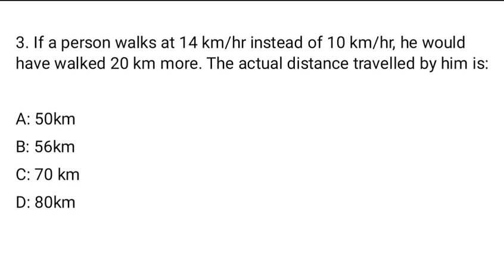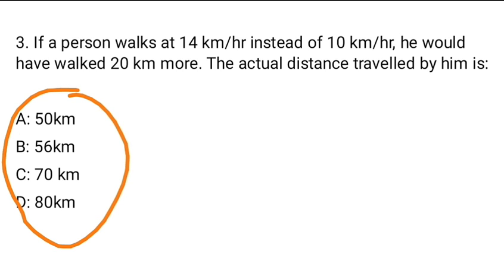Let's get started. Third question of this topic. If a person walks at 14 km per hour instead of 10 km per hour, he would have walked 20 km more. The actual distance traveled by him is. These are the options: 50 km, 56 km, 70 km, and 80 km. Pause the video, try to solve by your own.